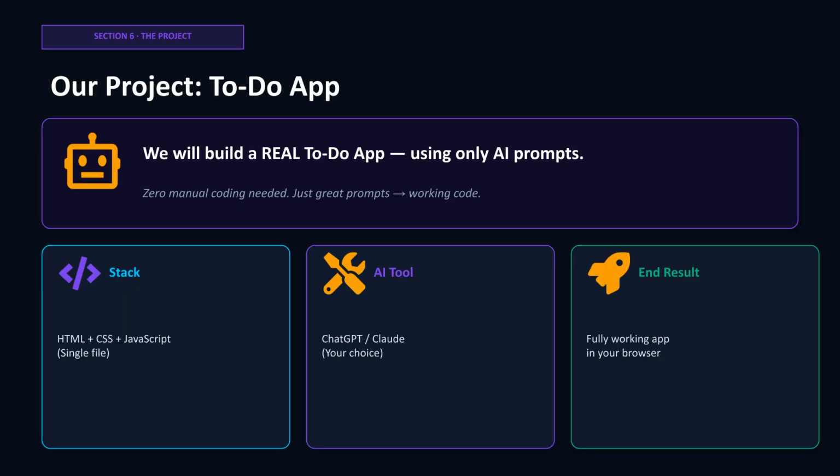Now, let's look at our project. We are building a real to-do application using only AI-generated code. We will use a standard web stack of HTML, CSS, and JavaScript in a single file, with the AI of your choice as our development assistant.